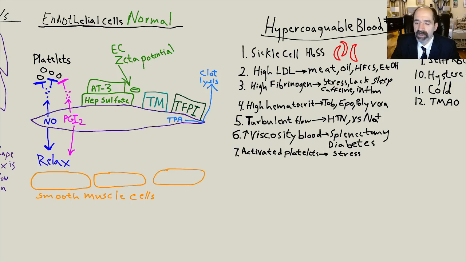Other things that make the blood thick: splenectomy, diabetes. With diabetes, you've got all kinds of problems with your blood. You've got hyperglycemia, more molecules in the blood. You've got hyperlipidemia, more molecules in the blood. And there are additional problems with it. It causes a microvasculopathy, induces endothelial dysfunction. Activated platelets, that happens with stress.